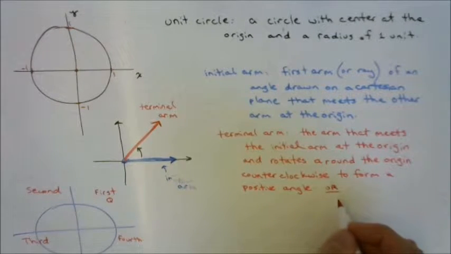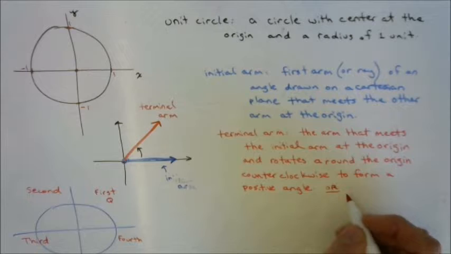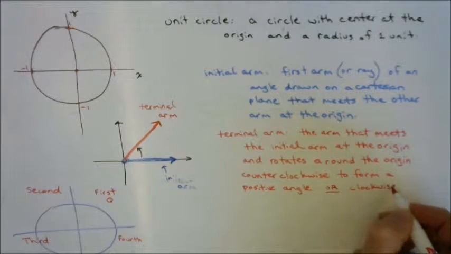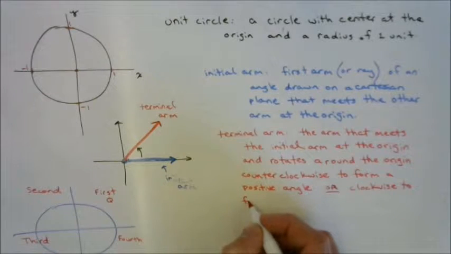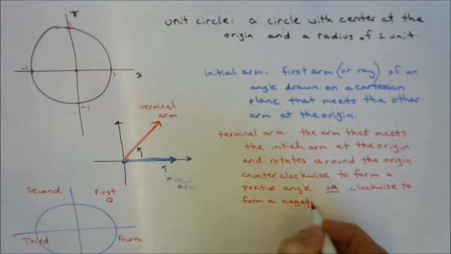Negative angle. Nice. It can rotate around the origin counterclockwise to form a positive angle, or clockwise to form a negative angle.